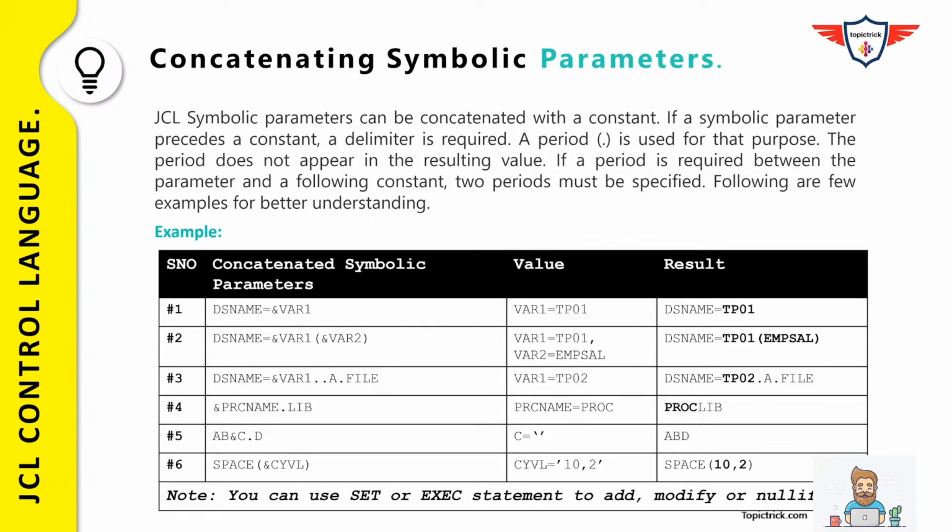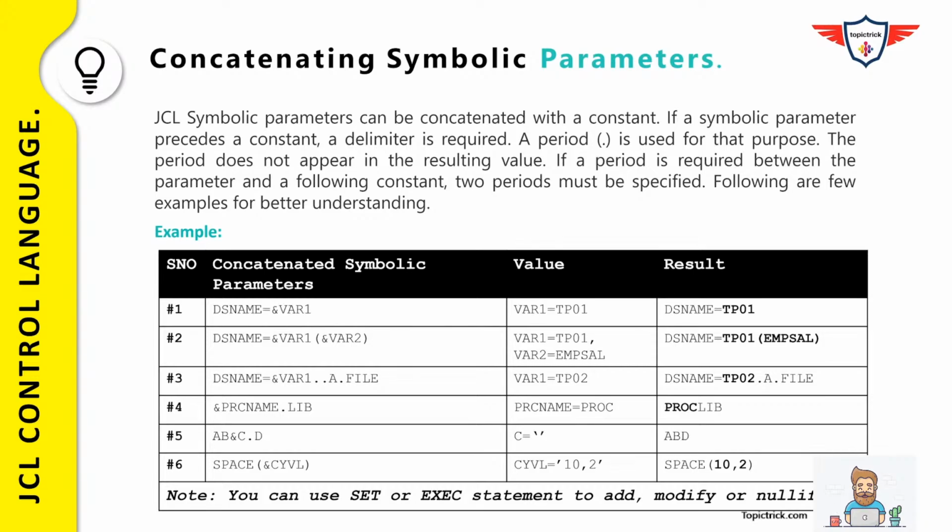Similarly, in example 3, we'll try to construct the dataset name with the help of a symbolic parameter. So again, you have a DSN name followed by an equal sign, and after that you have %var1, which is a symbolic parameter. Then you have period dot a dot file. So I've passed the symbolic parameter value as tp02. So my output would be DSN name equals tp02.a.file. So this is how you can construct the dataset name with the help of symbolic parameters.